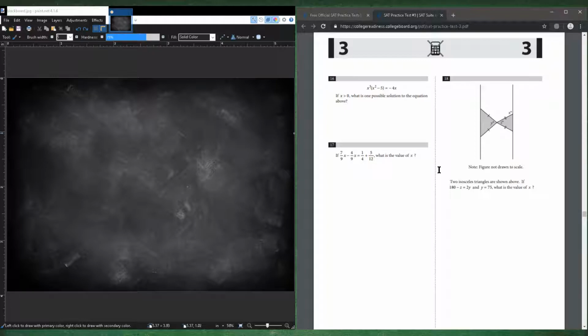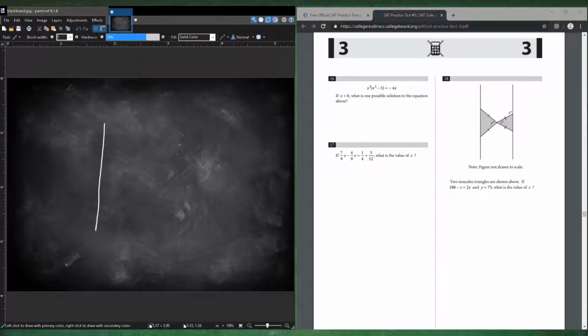Basic equation question. The figure is not drawn to scale. If two isosceles triangles are drawn above, if 180 minus z is equal to 2y, and y is equal to 75, what's the value of x? So let's draw the picture out first. So we have one isosceles triangle and we have another isosceles triangle. Okay. So y is 75.